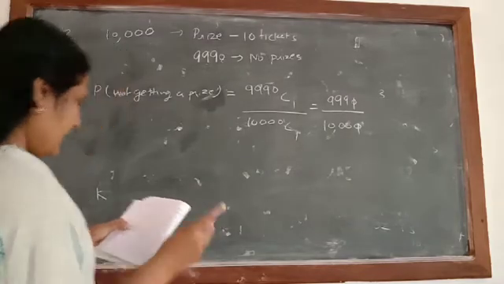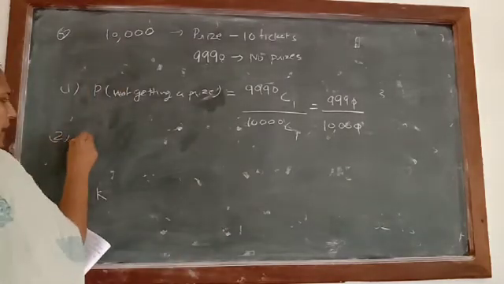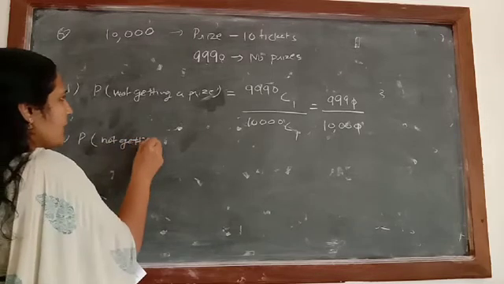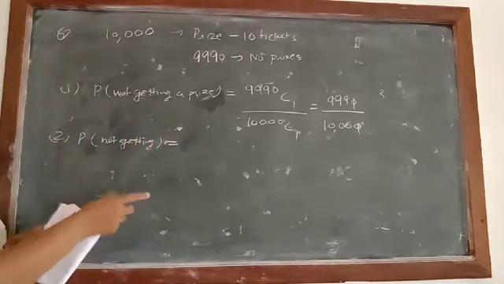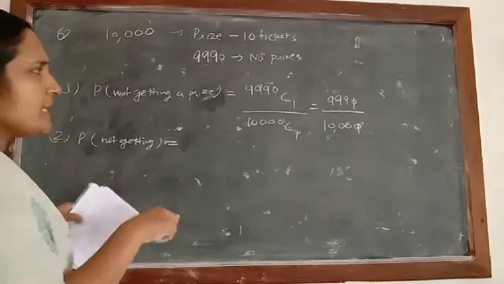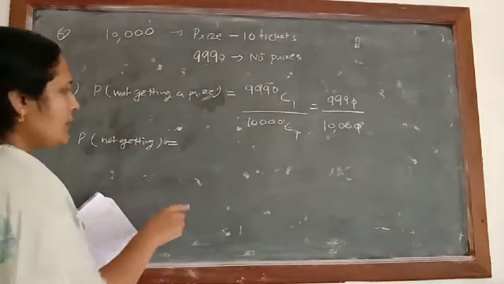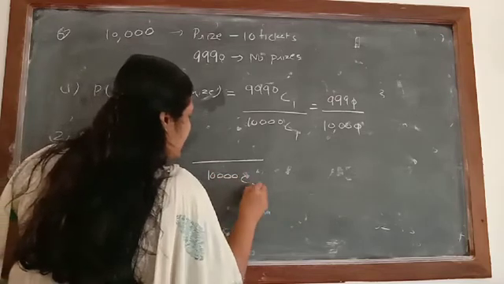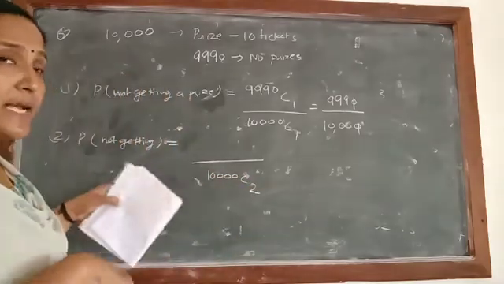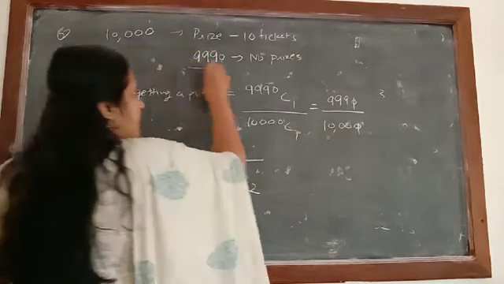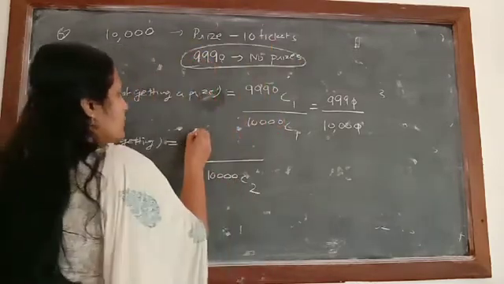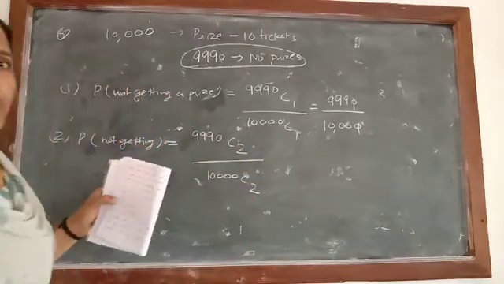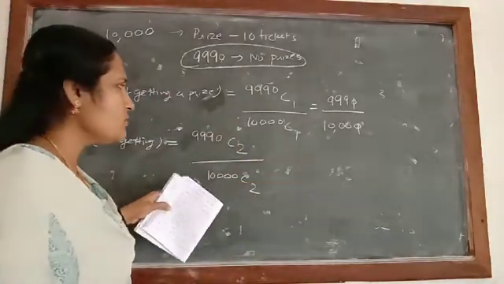Then the second case, if you buy two tickets. Again, I am not getting the prize. The probability of not getting the prize if I purchase two tickets: the total number of ways of purchasing two tickets will be equal to 10,000 C2 only. But I am not getting the prize, so I select from this bundle only. So it will be equal to 9,990 C2. Now how will we rewrite this one?